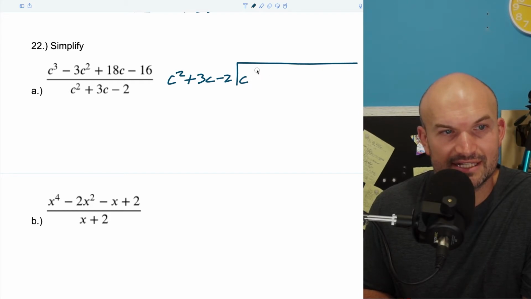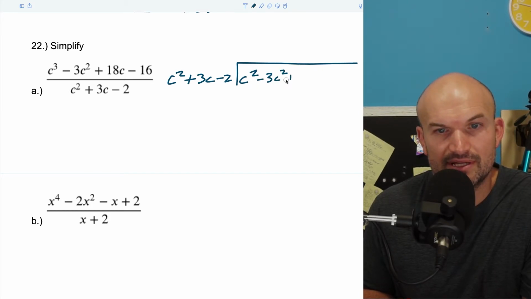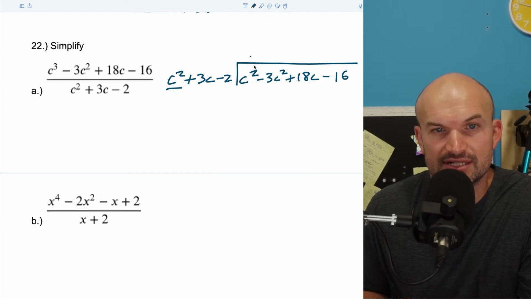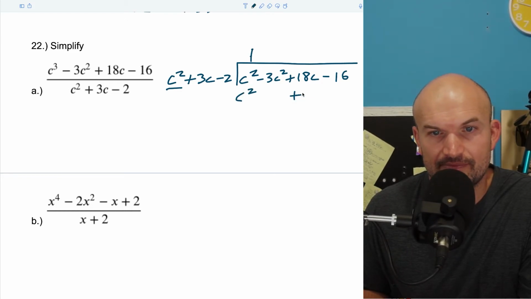And then I'll have c cubed plus 3c squared plus 18c minus 16. Okay, so for long division, we're going to take the first term, divide it into the first term of our divisor. Here, c squared goes into c squared. How many times? That's just going to be 1 time. So then 1 times c squared, and then 1 times 3c. So that's going to be a positive 3c. And then 1 times negative 2, and I'll write that over here. I don't have anything here, so I can just write a 0c squared if I need to.